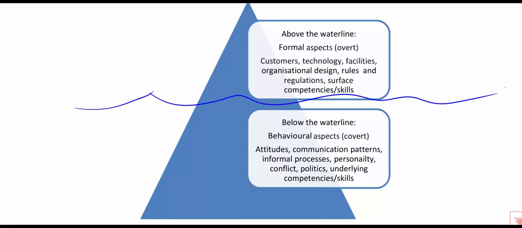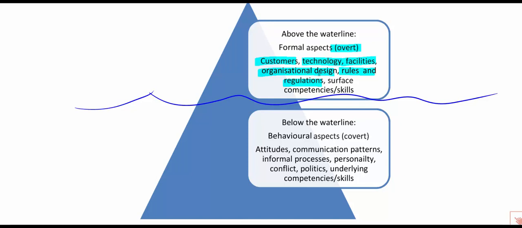And the whole point of this is you can't just consider those behaviours that everyone can see. So the kind of overt behaviours or formal aspects, things like who my customers are, what technology do I use, what are my facilities like, what does the organisational design look like, so what does my organisational chart look like, who reports into which department, and so on. There's obviously going to be some rules and regulations, and all these do help to give us an idea of what our organisation looks like from the outside.